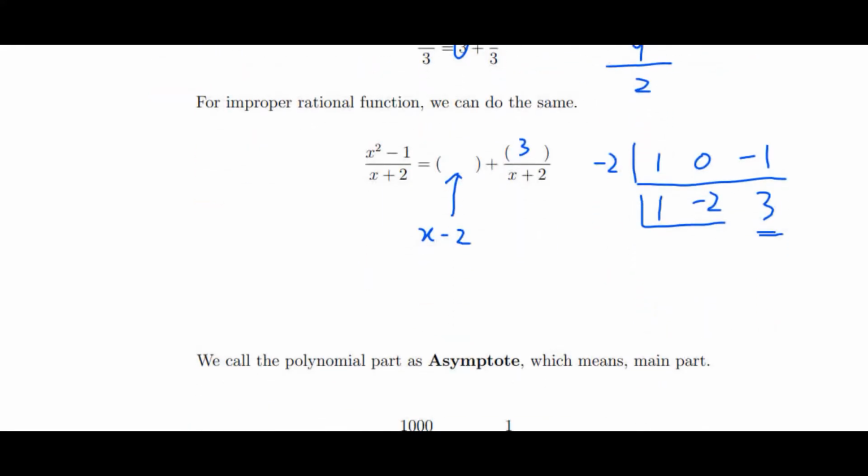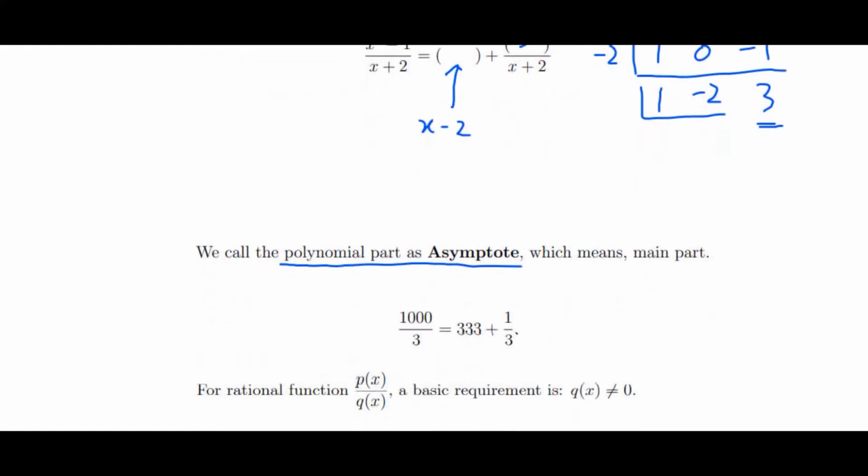Okay. So for this integer part, the polynomial part, we have a name. We call this polynomial part the asymptote. So we say this function has asymptote x minus 2. So what does asymptote mean? This asymptote is a notion in mathematics. It means the main part.